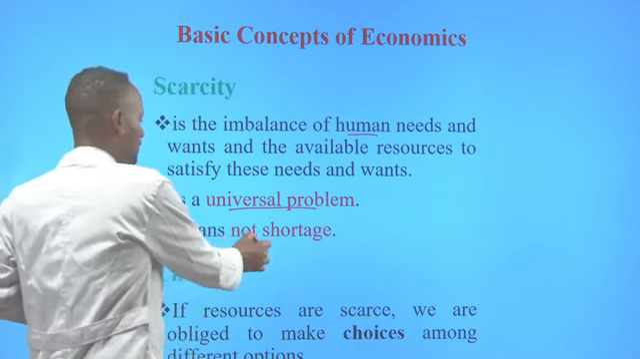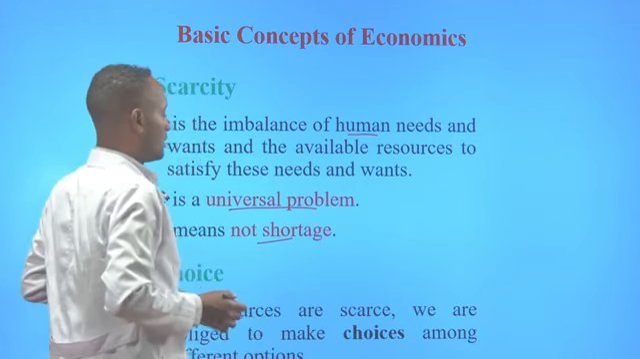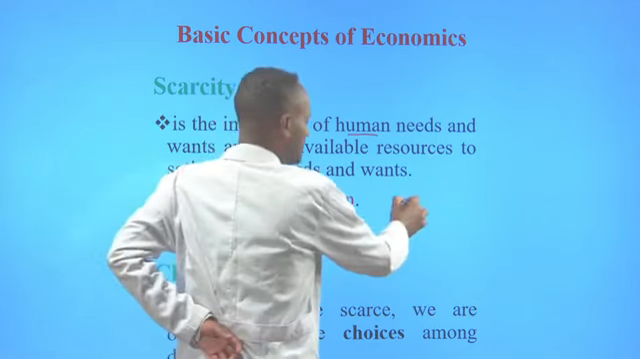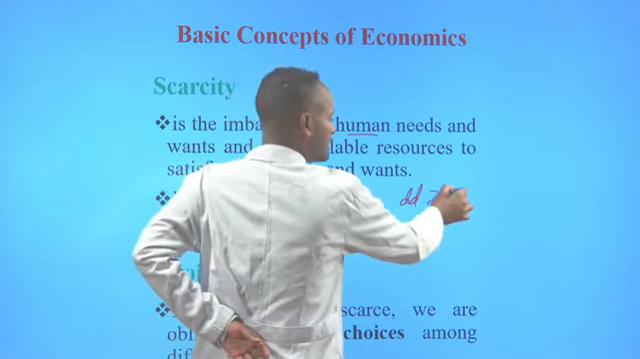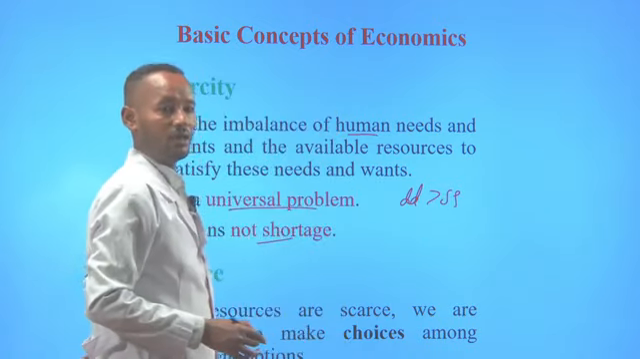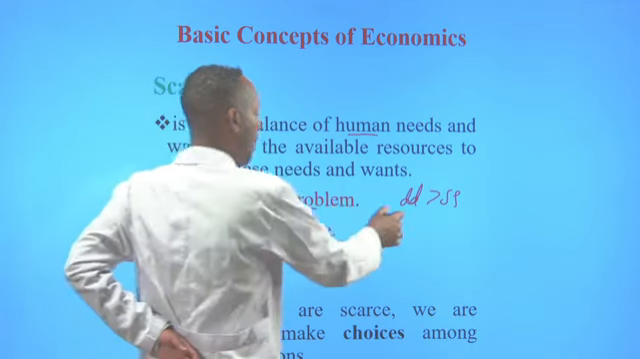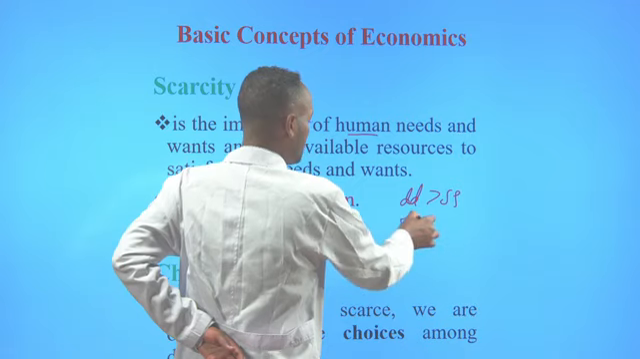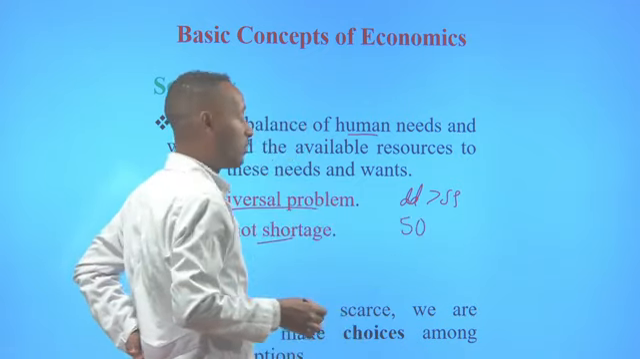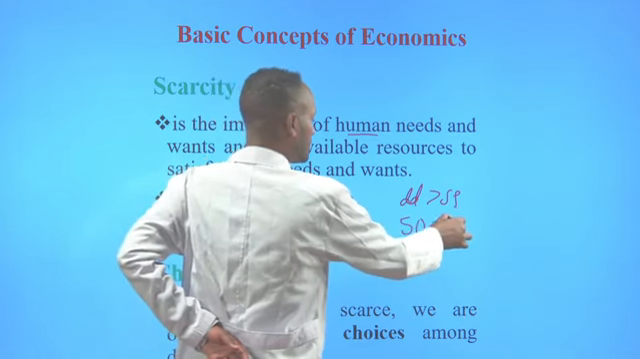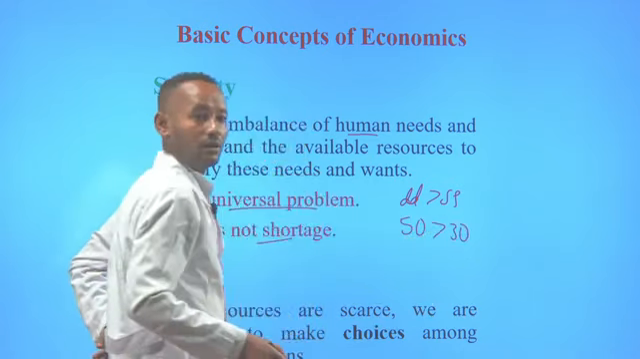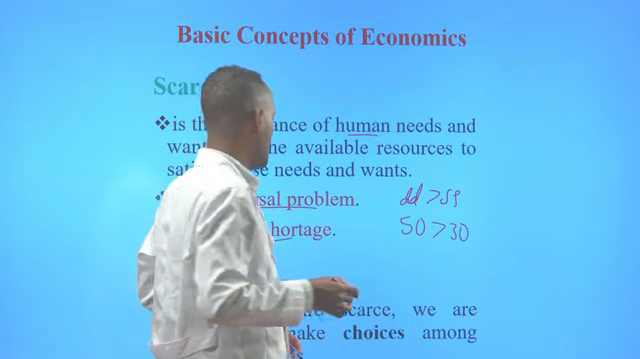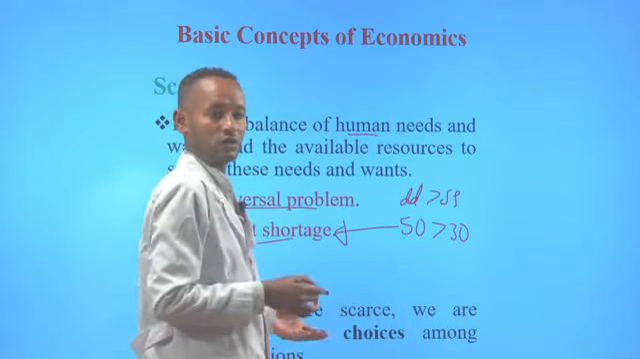Scarcity does not mean shortage, because we can avoid shortage, but we cannot avoid scarcity. Shortage is an excess of market demand for a commodity over market supply for the commodity. For example, if the market demand for wheat is 50 quintal per week in one woreda, and if the market supply for wheat is 30 quintal in one woreda per week, then there is an excess of market demand over market supply and it leads to shortage.